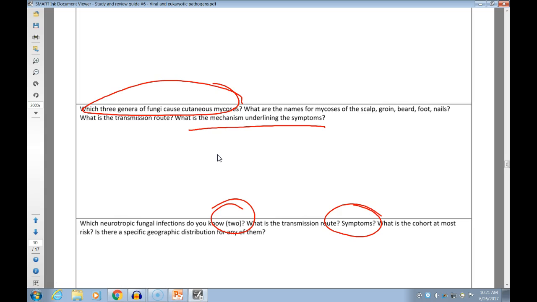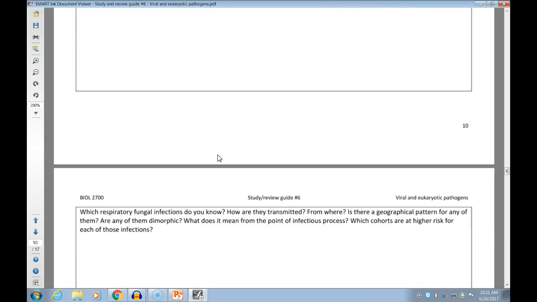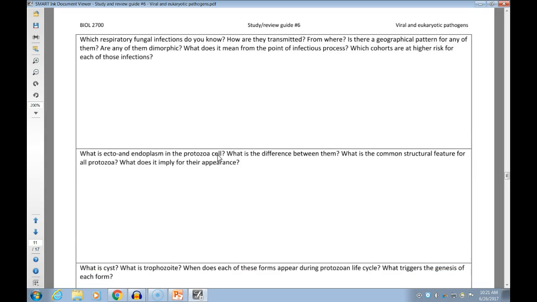Specific geographic distribution: for Coccidioides immitis there is; for Cryptococcus neoformans there is not. Which cohort of patients is most vulnerable to fungal infections? Immunocompromised. That's true for all fungal infections. Respiratory, I mentioned Histoplasma and Pneumocystis, transmission from where? From the environment. Geographical pattern for any of them?